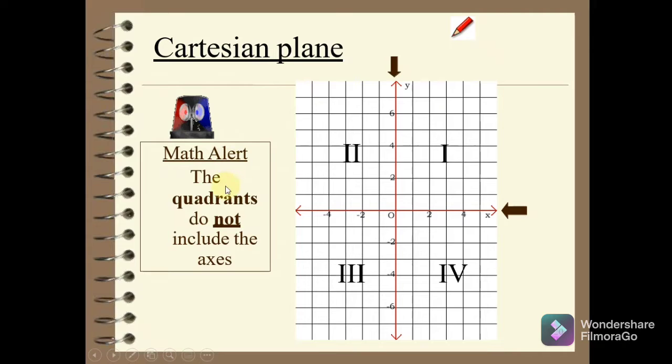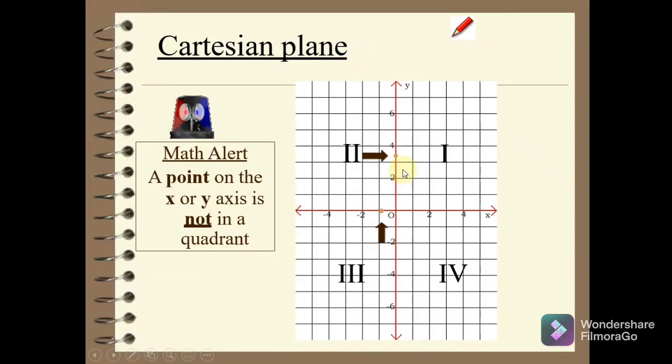So, let's have a math alert. The quadrants do not include the axis. So, yung quadrant natin, hindi kasama yung axis natin. Diba? This is the y-axis and this is the x-axis. So, magkaiba po ang quadrant 1, 2, 3, and 4 sa axis natin. Some of our students nagkakamali na akala nila kasama sa first quadrant, pero nasa axis pala. Math alert: a point on the x or y axis is not in a quadrant.